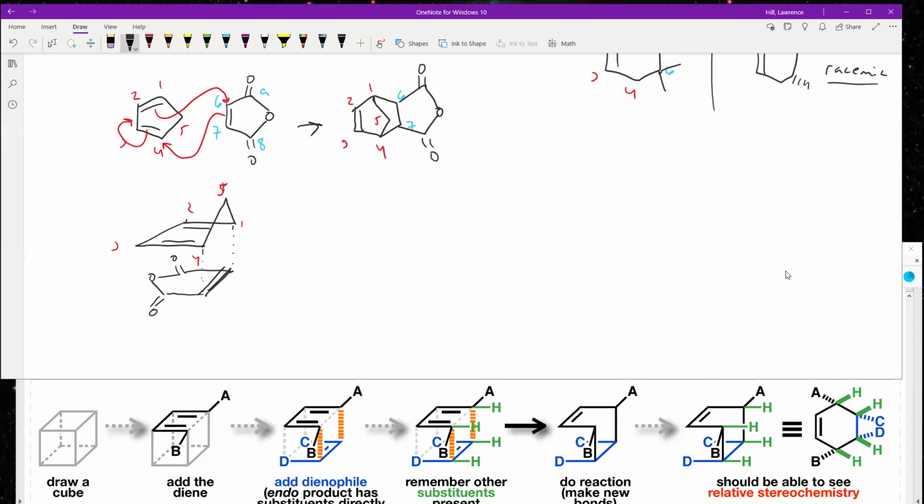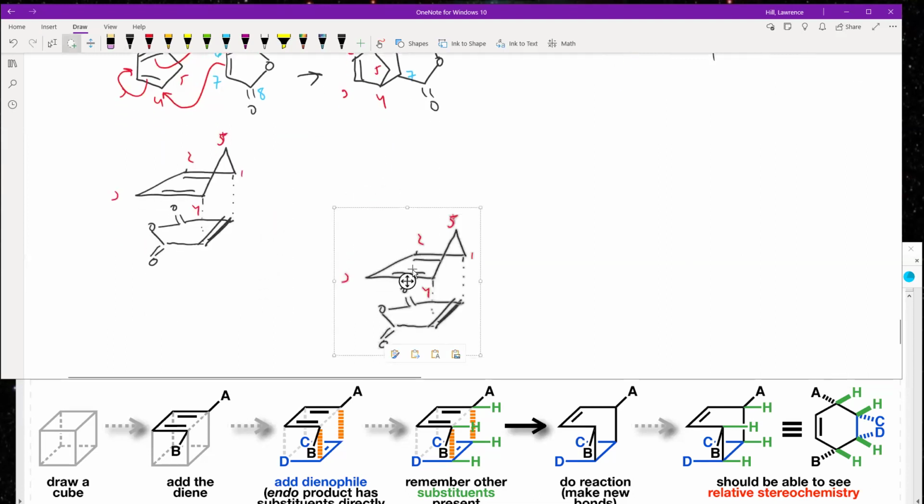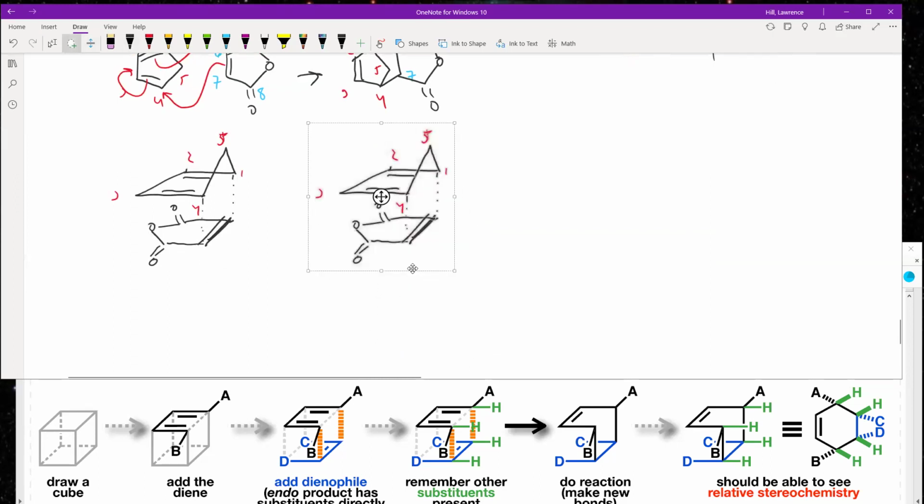So the secondary orbital overlap happens back here with these two units, and then the primary bond formation happens up here. So if we consider what it looks like after the reaction, we're going to form those new bonds. This double bond is moving to between carbons 2 and 3. This single bond is still there. That's what our product looks like.